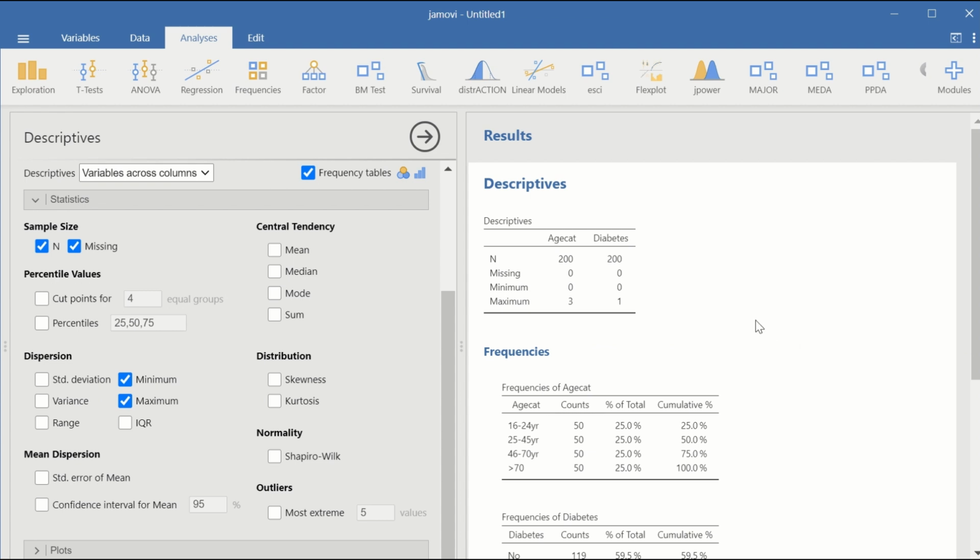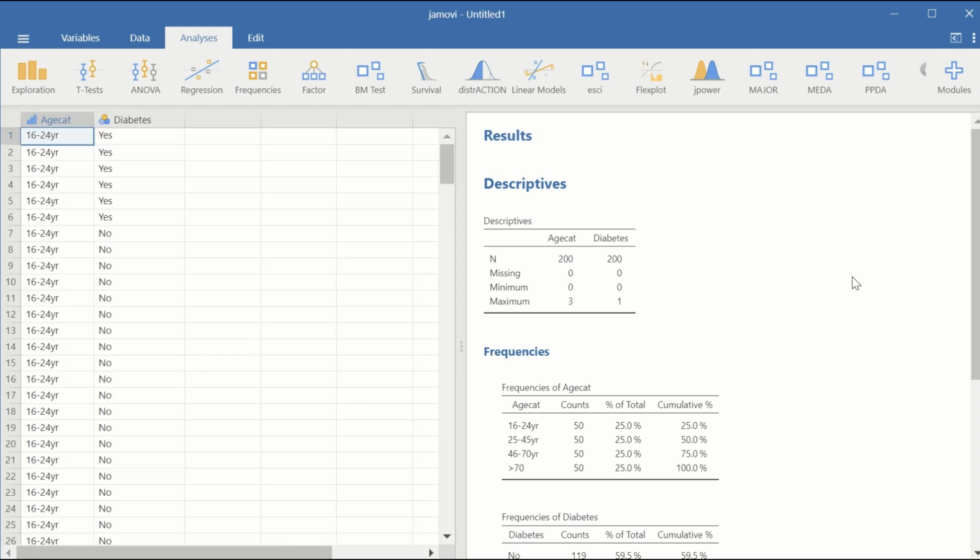From the output of the descriptive analysis, there are 200 cases for both variables and no missing cases, as shown here. The age category is assigned values 0, 1, 2, 3. The 0 is assigned for the age category from 16 to 24, the value 1 for 25 to 45, the value 2 for 46 to 70, and 3 for anything greater than 70 years old.